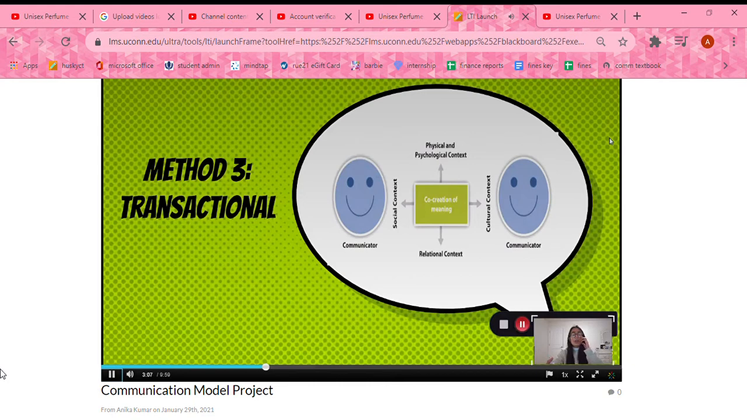As I was mentioning before in terms of context, cultural, relational, physical and psychological, and social context, all these contexts come together and they build this co-creation of meaning which comes from this transactional mode of communication. It's very key and very vital to creating something new.